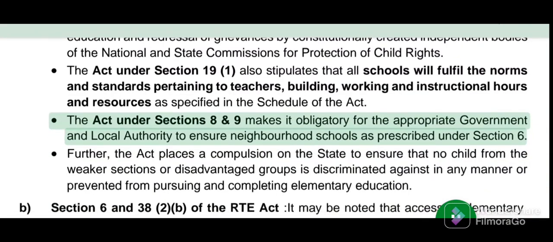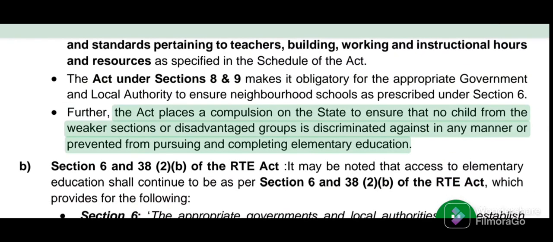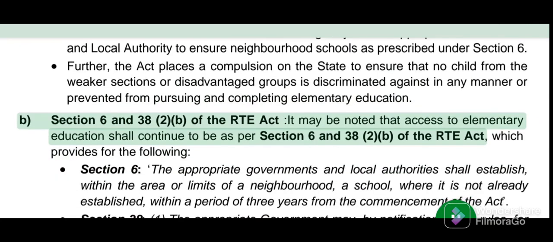The Act under Sections 8 and 9 makes it obligatory for the appropriate government and local authority to ensure neighborhood schools as prescribed under Section 6. Further, the Act places a compulsion on the state to ensure that no child from the weaker sections or disadvantaged groups is discriminated against in any manner or prevented from pursuing and completing elementary education. B.